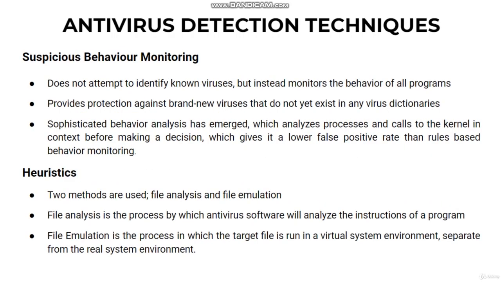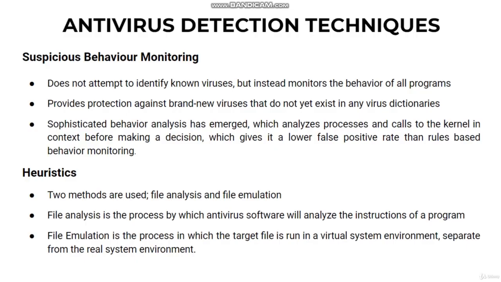So the next type of detection technique is suspicious behavior monitoring. The suspicious behavior approach, by contrast, does not attempt to identify known viruses, but instead monitors the behavior of all the programs. If one program tries to write data to an executable program, for example, and the antivirus software can flag this suspicious behavior, then it can alert the user and ask the user what actions need to be taken.